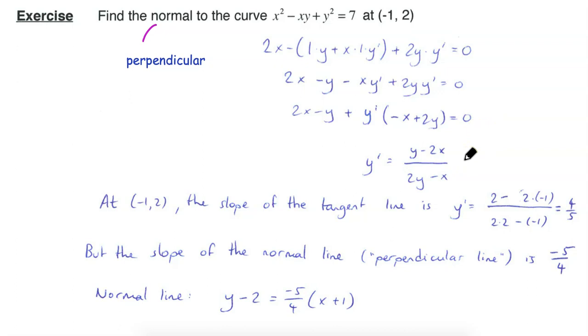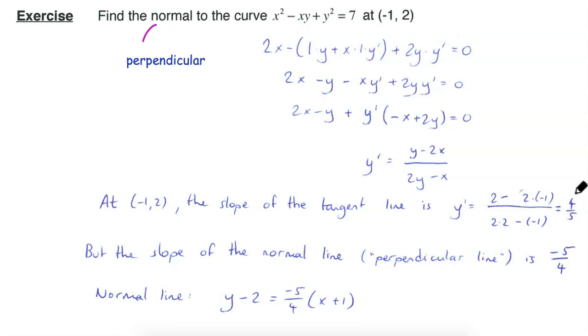So what is the slope at the point (-1, 2)? I'm going to plug in x equals -1 and y equals 2 into my derivative, and what I get is that the slope of the tangent line is 4/5. Now that's the slope of the tangent line, but I'm looking for the normal line, or perpendicular line. So how do I do that?